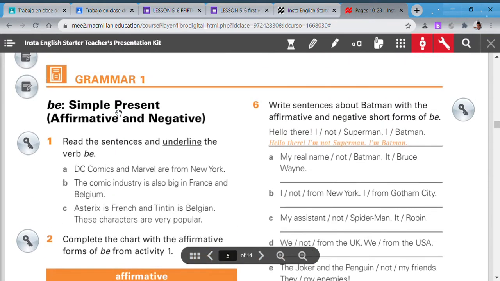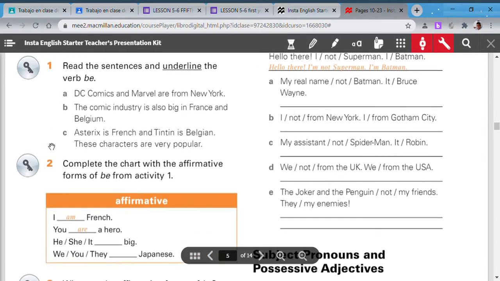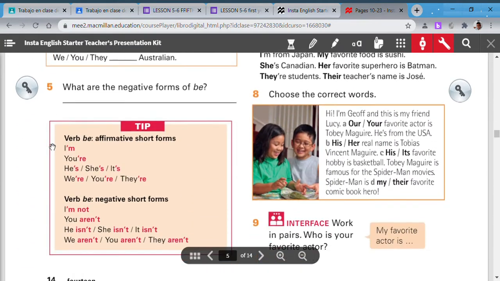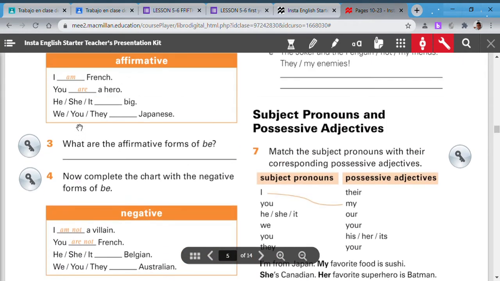To do this activity we need to remember that when we say be, we say am, is, are. And remember that the verb to be is very important for you to remember because in this case it's the only one, the only conjugation. I am French, I am a teacher, I am Peruvian.